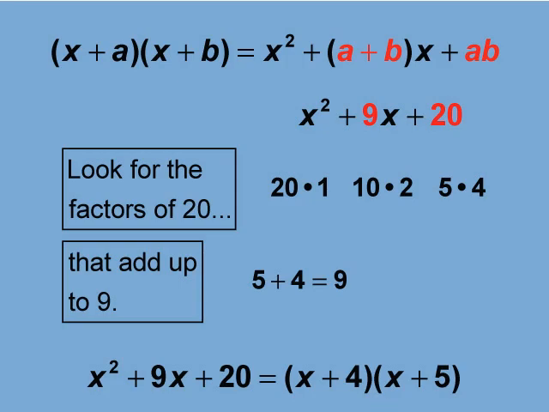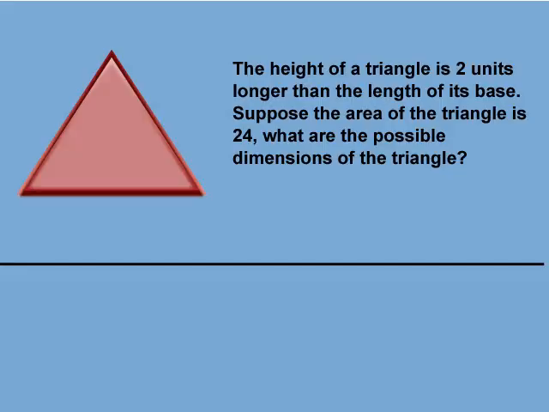Let's look at another example. The height of a triangle is 2 units longer than the length of its base. Suppose the area of the triangle is 24. What are the possible dimensions of the triangle? Here we are given the relationship between the height and base of a triangle, along with the area of the triangle. We know that the area formula for a triangle is 1/2 base times height.